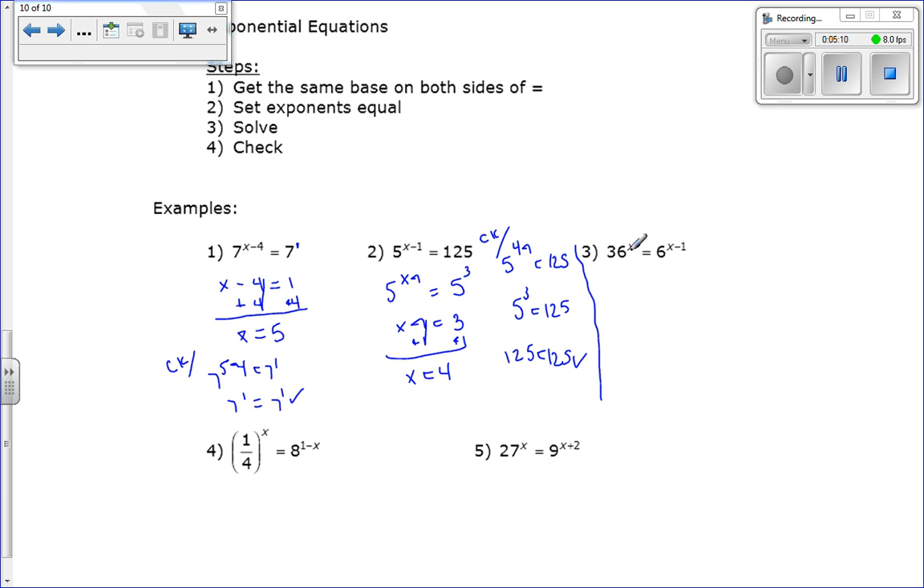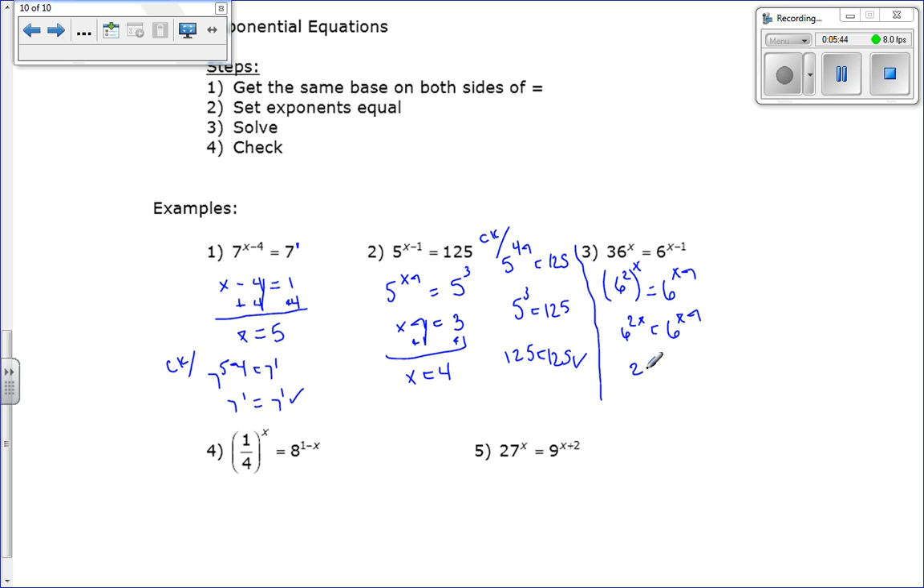For number 3, we have 36 to the x equals 6 to the x minus 1. I'm not going to be able to make 6 bigger, but I can make 36 smaller. And 36 smaller would be 6 squared. But I still have to keep my x power on the outside there, is equal to 6 to the x minus 1. This is a power to a power, therefore I multiply my exponents, so I get 6 to the 2x equals 6 to the x minus 1.